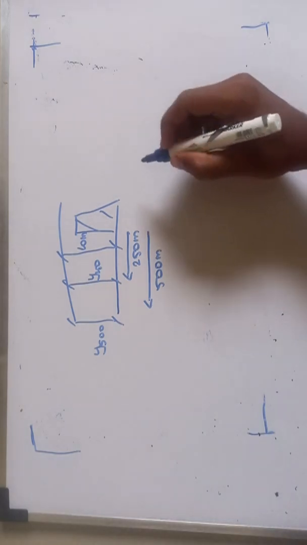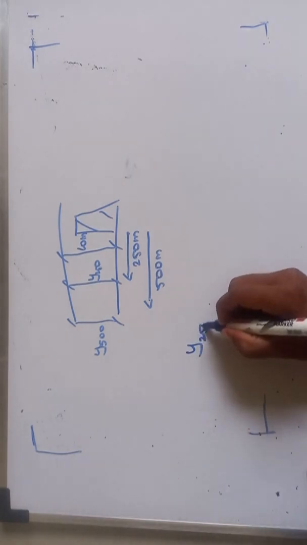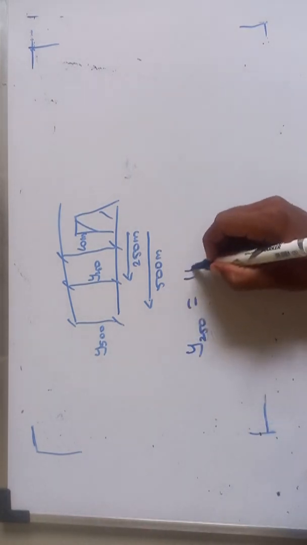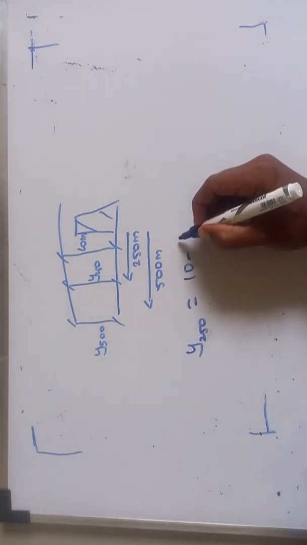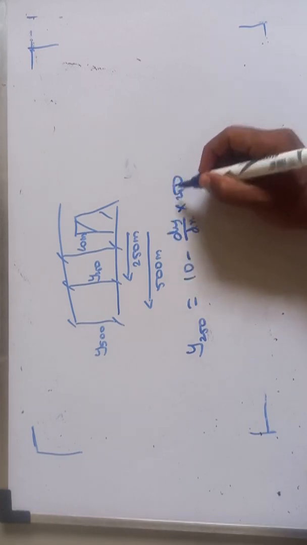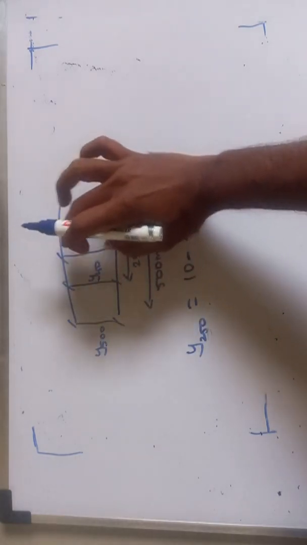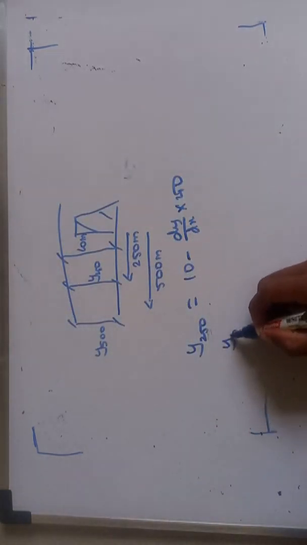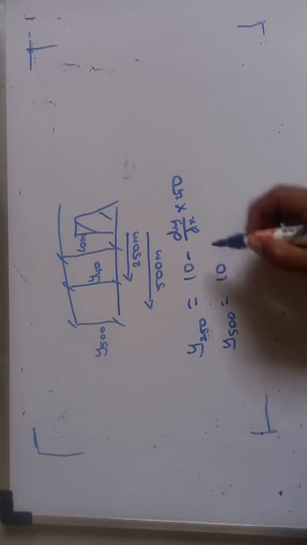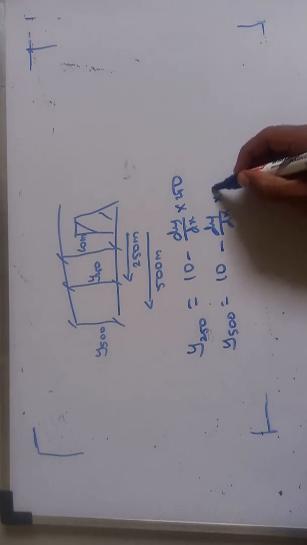y250 will be y at 250 is equal to 10 minus dy by dx into 250. That means depth, the distance between these two. Surely y250 value will be less than 10. Like that, y500 is equal to 10 minus dy by dx times 500.